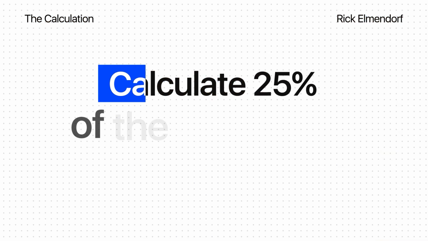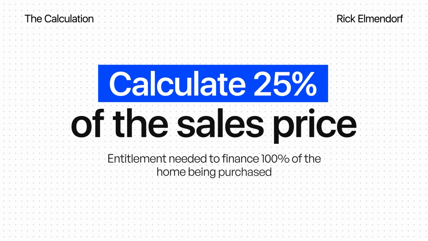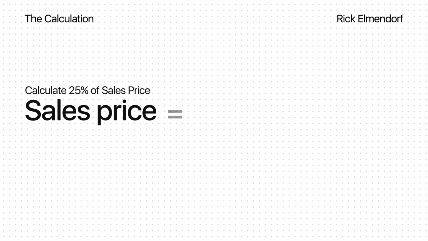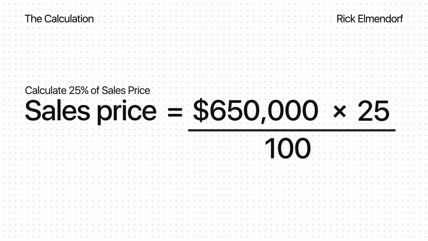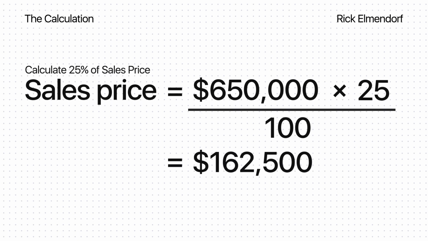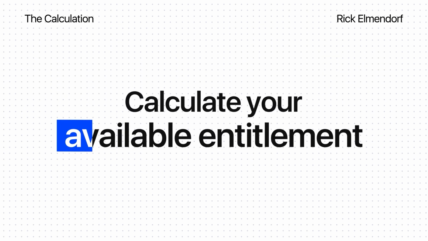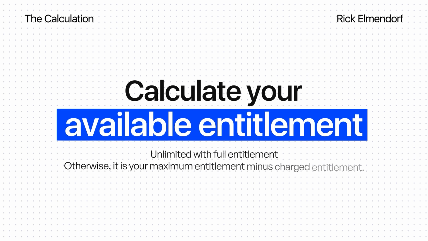The second part of the calculation is to calculate 25% of the sales price. This is the entitlement needed to finance 100% of the home being purchased. Example, if the sales price is $650,000, then $650,000 times 25% is $162,500. The third step is to calculate your available entitlement. Again, it's unlimited with full entitlement, but otherwise it's your maximum entitlement minus your charged entitlement.